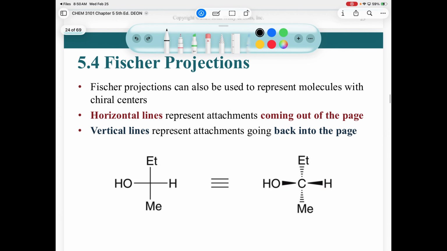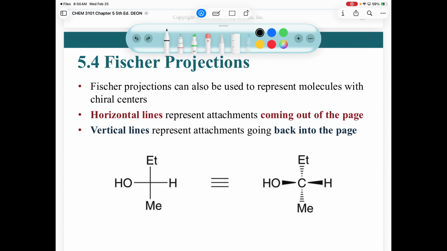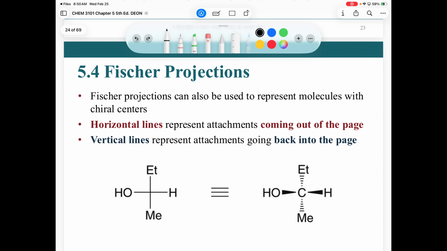Good. Now let's move on to the Fischer projection. In Organic Chemistry 2, we will do a whole chapter on carbohydrates, a whole week of just sugar chemistry. We'll get some more practice drawing our chairs. We're going to draw lots of chair forms of different carbohydrates.